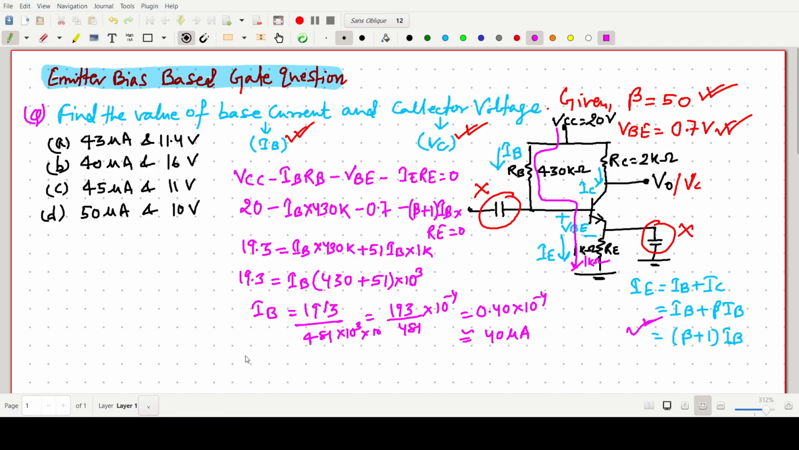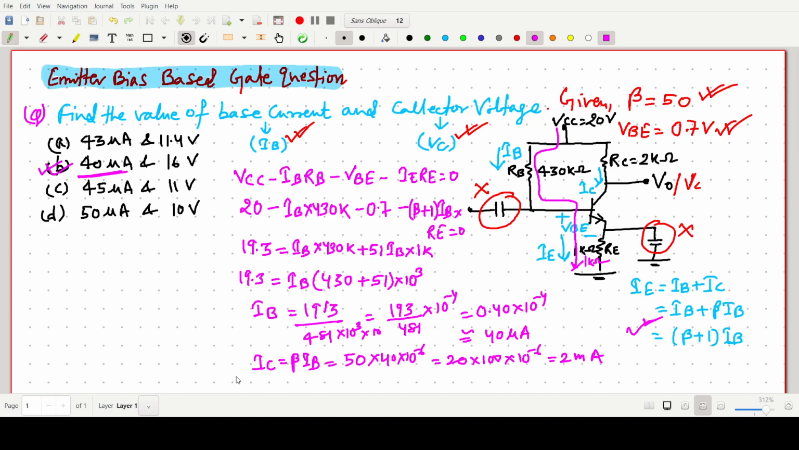Now we have to find the value of IC. The first answer should be option B, because 40 is there. VC is also required, so we need IC, because we have to find the VC value. IC equals beta IB, where beta is 50, into IB, 40 into 10 to the power minus 6. So 50 times 40 is 2000, into 10 to the power minus 6, which is 2 milliampere. Very simple. So IC is 2 milliampere.